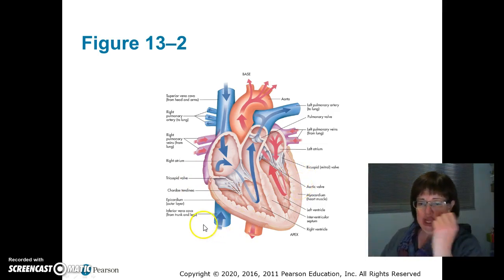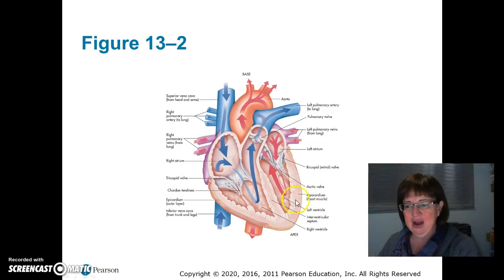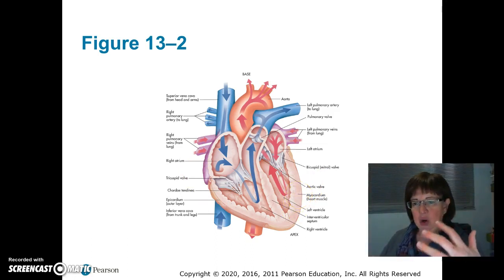When you look at the layers of the heart, you have 3 layers. You have the epicardium, which is the outside layer. Here you have the myocardium, which is the muscle layer, and then you also have the endocardium, the inside layer. So endo means in, epi means on top of, and myo means muscle. Okay? So that will help you orient.